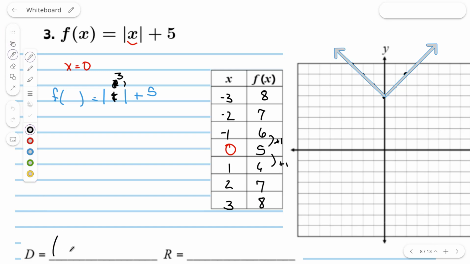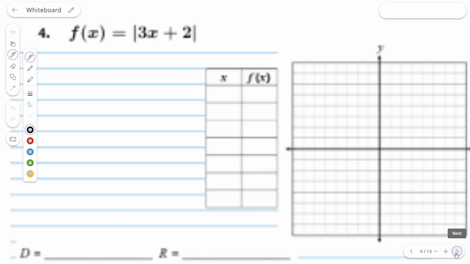So again, I'm not changing my domain. My domain is staying the same. But I did change where I stopped at, so my lowest value is a 5 this time, and I go all the way up to positive infinity.